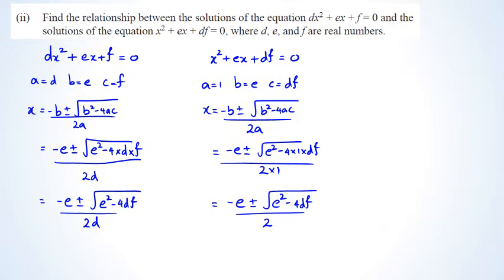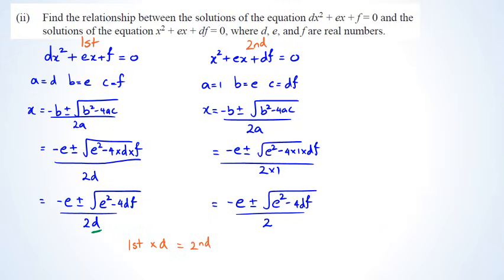So from here, I hope you guys can see that the only difference between the two solutions is this little d here. So if I call this my first quadratic, and then the second quadratic is this, I could say that if I take the solutions from the first quadratic and multiply them by d, then I should get the solutions for the second quadratic. So I guess that's basically it.